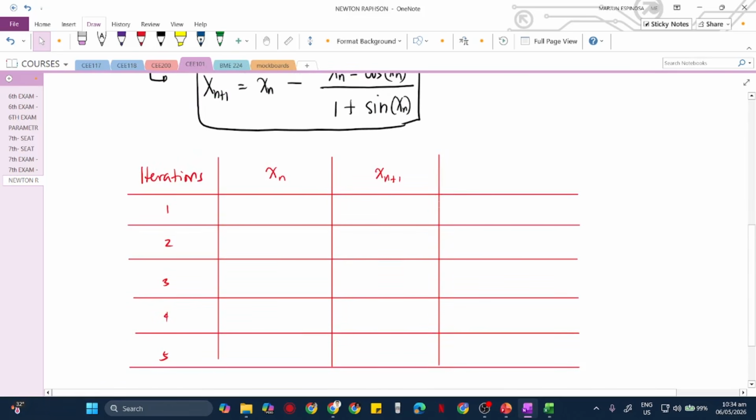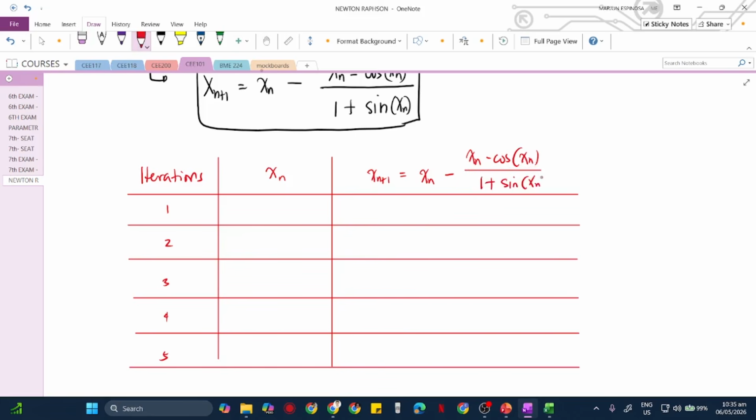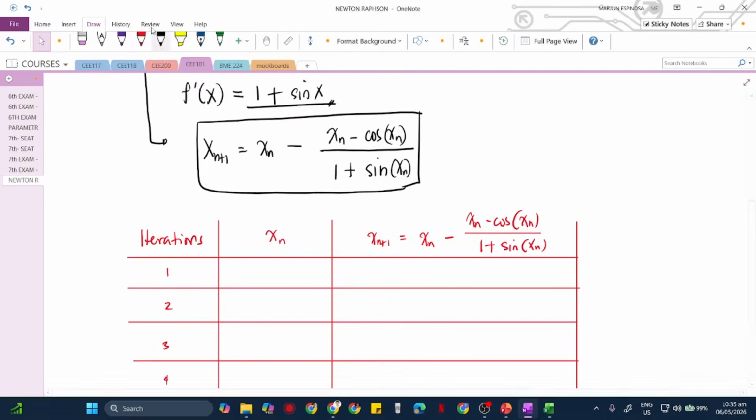Okay, or pwede nyo din ilagay, no? Pwede nyo din ilagay x sub n plus 1 equivalent sa ito. X sub n minus cosine of x sub n all over 1 plus sine x sub n. Okay, yan na yun gagamitin natin na table. Okay, so sa solution nyo dapat makita ko tong ganitong table.